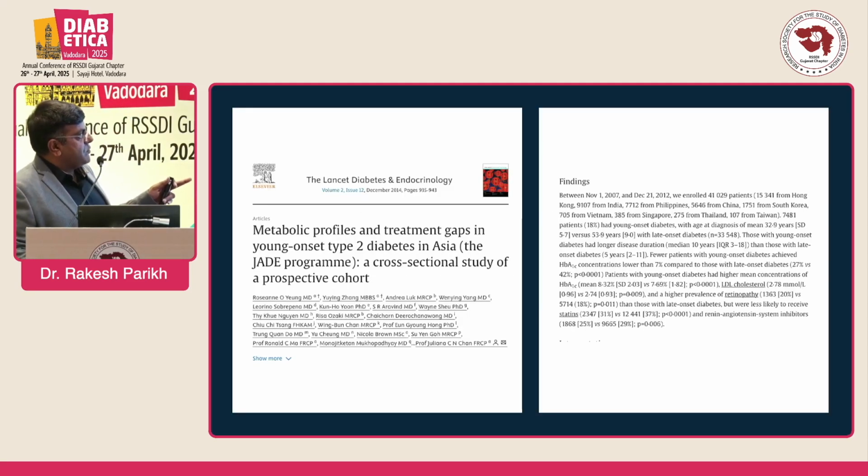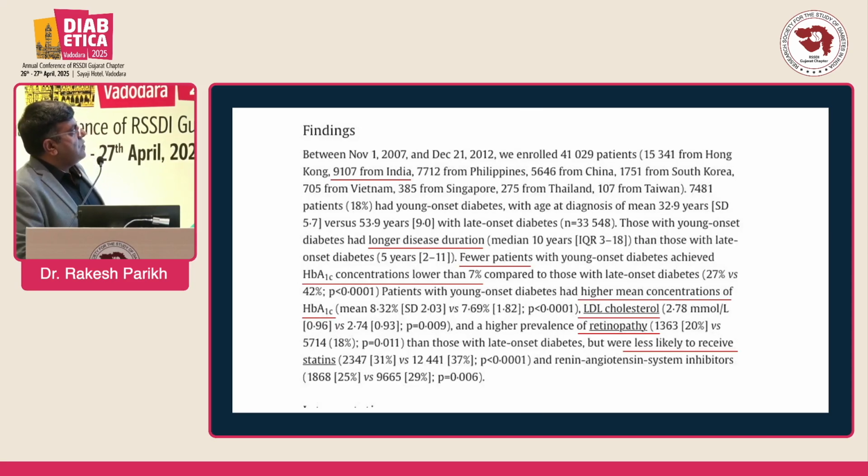This is a paper published about young onset type 2 diabetes in Asian people. And what they found is, here they have around 9,000 people from India also. The duration of diabetes is longer, obviously. Fewer patients achieve the A1C concentration of less than 7%, higher mean concentrations of HbA1c, higher LDL, higher prevalence of retinopathy, and they are less likely to receive statins or ACE inhibitors or ARBs.